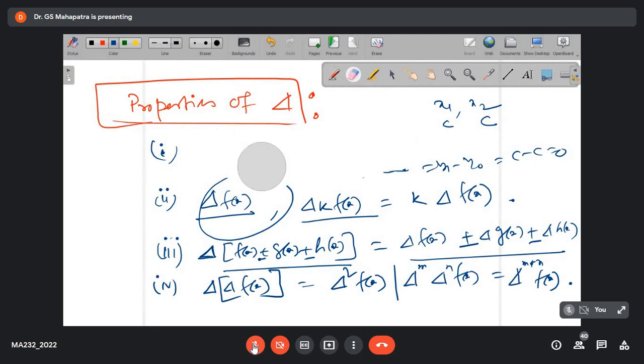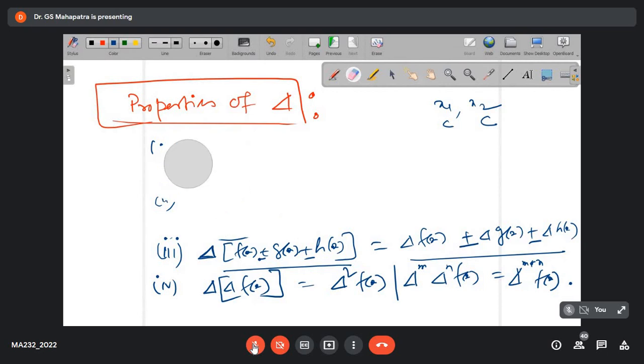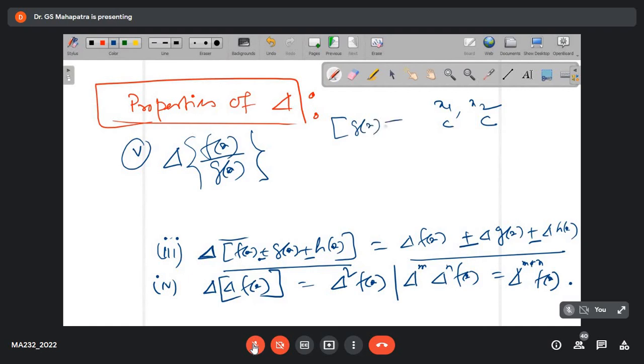So this is the final one. What will be the final one? The fifth one is like that: del of f of x by g of x, provided that g of x is not equal to 0. What is the answer? Fine, del of f of x by del of g of x.